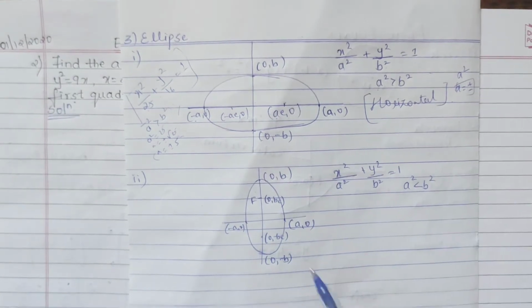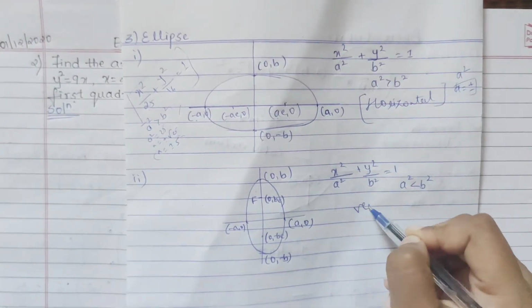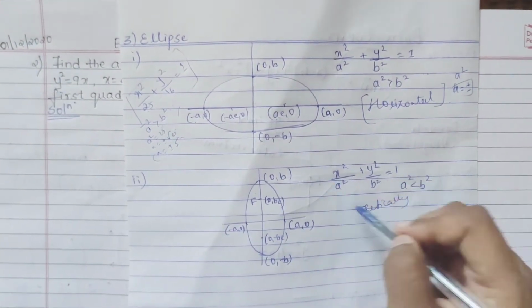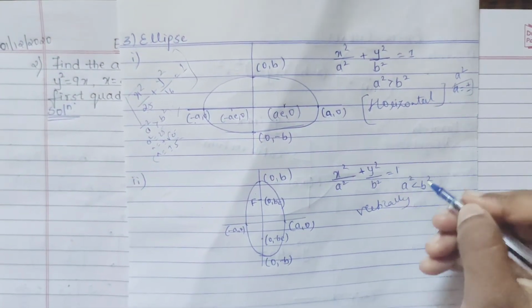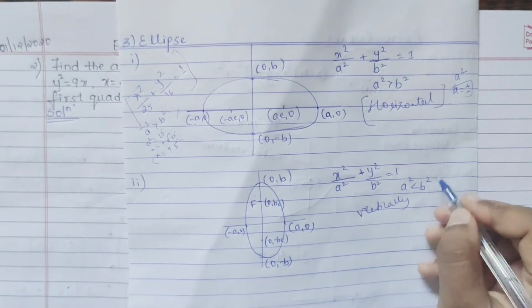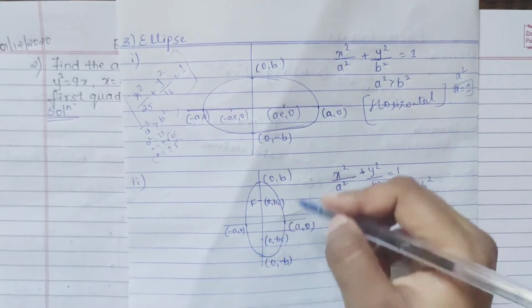Okay. Then towards vertically also equation is same, x square by a square plus y square by b square is equal to 1, but here a square will be less than b square. If a square is less than b square, then you should understand it is vertical.